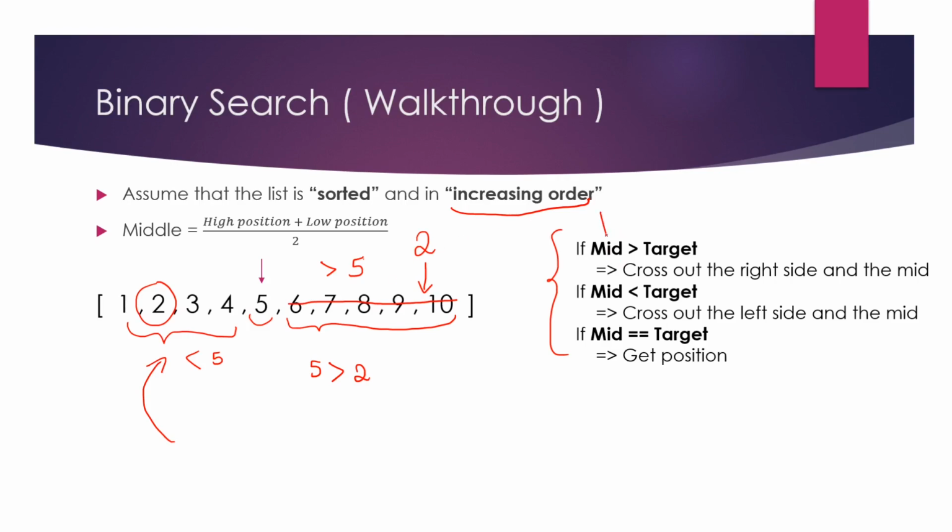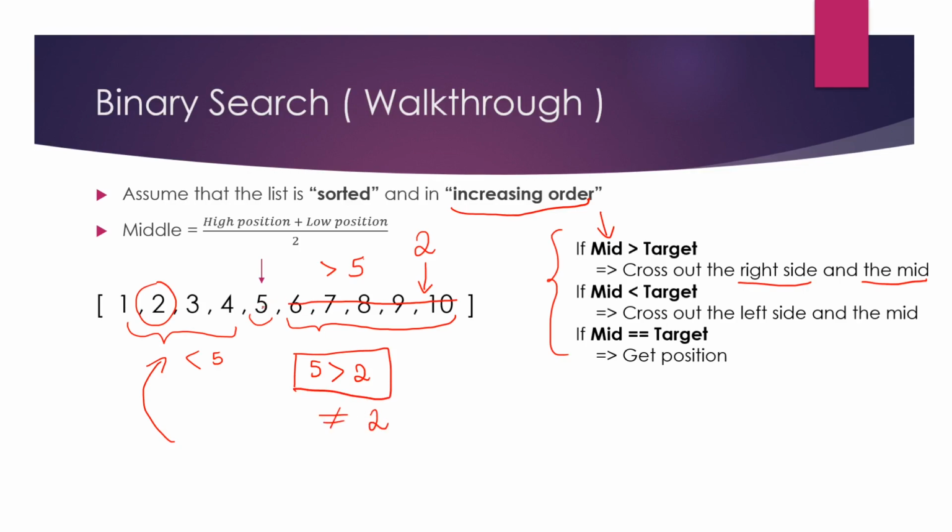Therefore, if the middle number, or middle starting point, is greater than your target, you're going to cross out the right-hand side as well as the middle. And the middle is number 5. And we already proved that number 5 is greater than 2, which means it's different from 2.